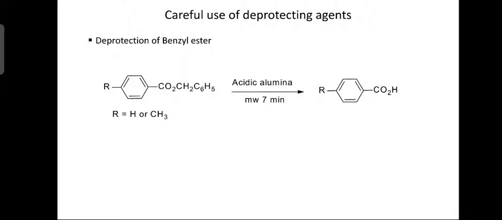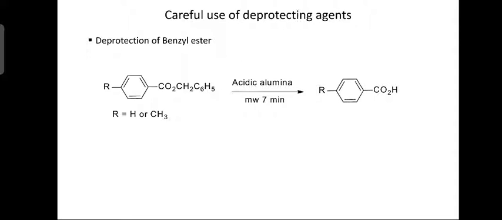Now, let us see the careful use of deprotecting agents. Carboxylic group is normally protected by benzyl group. After the reaction, the deprotection of benzyl ester is done by using potassium carbonate or aluminum chloride, etc. Most of the deprotection procedures give moderate yields and require longer time, but the microwave procedure requires only 3 to 10 minutes, and the yields are also very high, of the order of 89 to 92%.